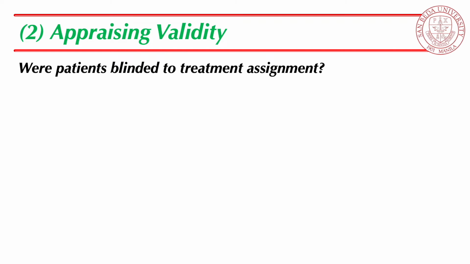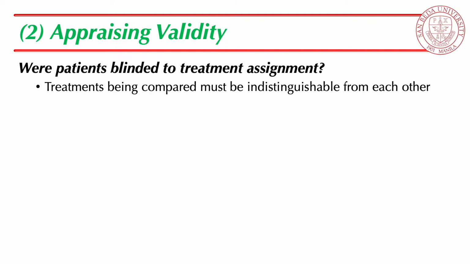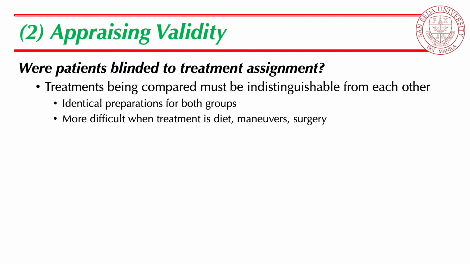The next question now is, were patients blinded to treatment assignment? Now, when we talk about blinding in research, this means that study participants are prevented from knowing what treatment they are receiving. To ensure this, the treatments being compared must be made indistinguishable from each other. This is typically done by making the packaging the same, or having identical preparations for both groups, such that there's no way of telling the investigational treatment from placebo in terms of appearance. Now, of course, there will be instances wherein blinding is impossible, because even without telling the patient, he or she can identify which group they have been assigned to.